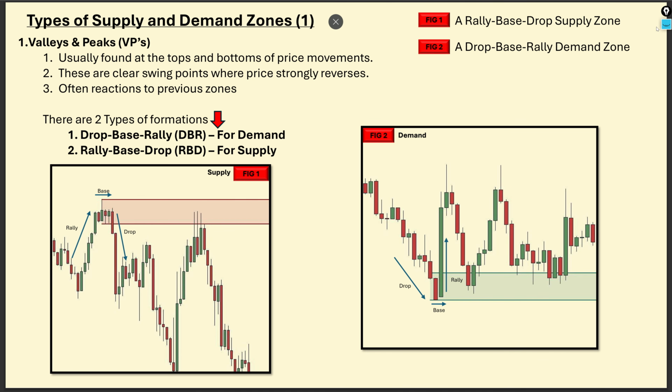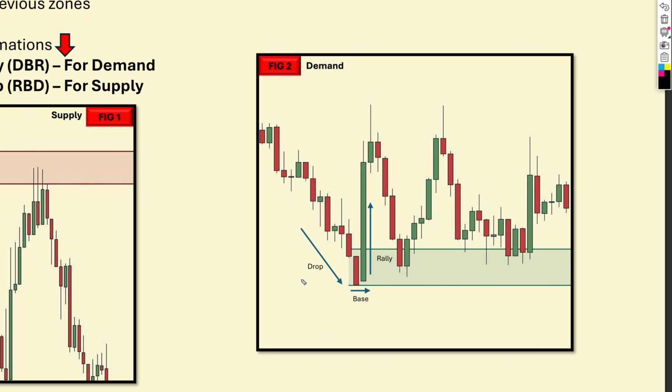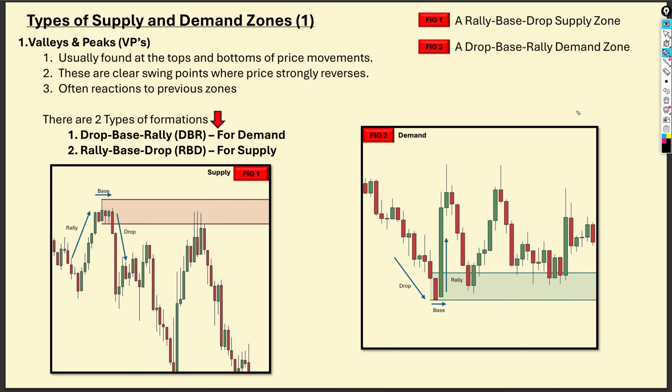If we're over here on our supply and demand zone PDF, which comes with the Diamond membership, you can see we have our two types of zones. These are our peak and valley zones, and these are usually found at the tops and the bottoms of price movement. You can see over here for supply, we have a rally base drop, and then for demand, like we were just discussing, it is just the opposite, the drop base rally. So throughout this video, I'm not going to show you an example for supply and for demand every time. When we're discussing it, we're most likely going to be talking about demand, and then you can just use that for supply.